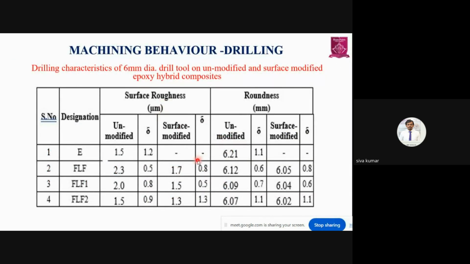So these are the machining behaviors. I haven't done many machining characteristics, as I mentioned. Only metal based composites go for machining behaviors. Here it is only polymer composites, so it is not mandatory to do many analyses in terms of machining. Anyhow, I have done the drilling process. Here there are some surface roughness and roundness values I have represented.